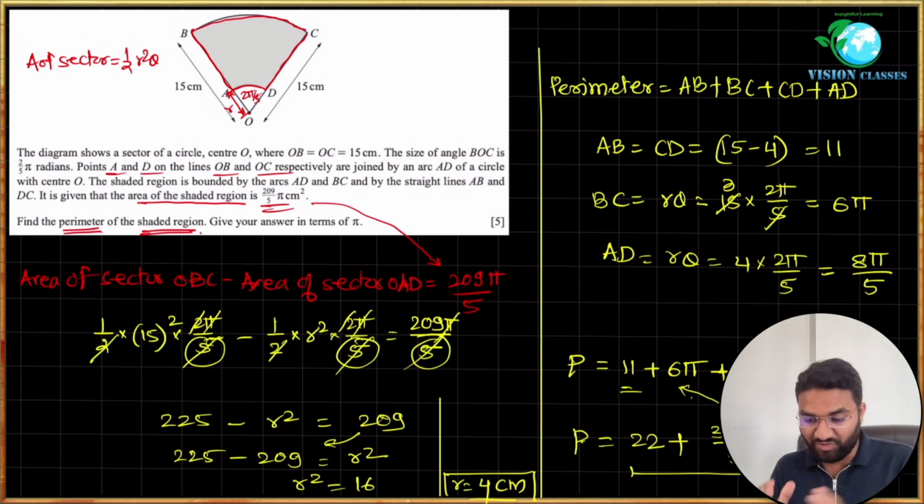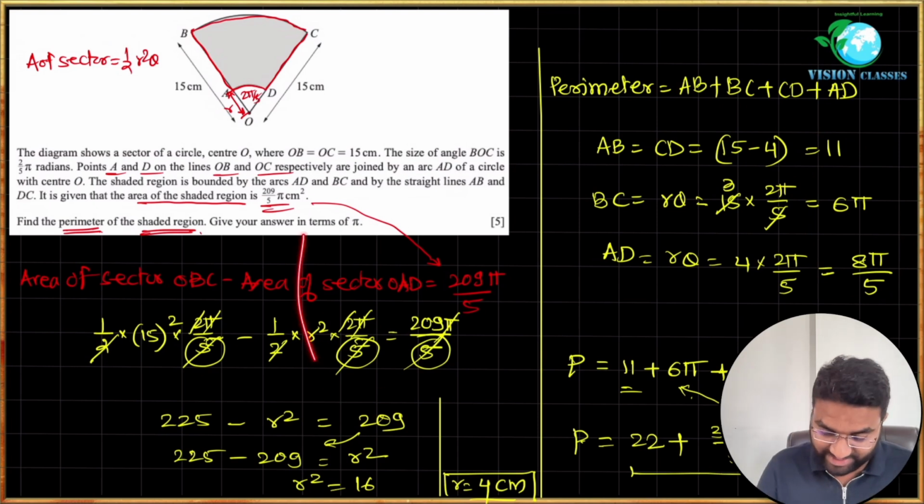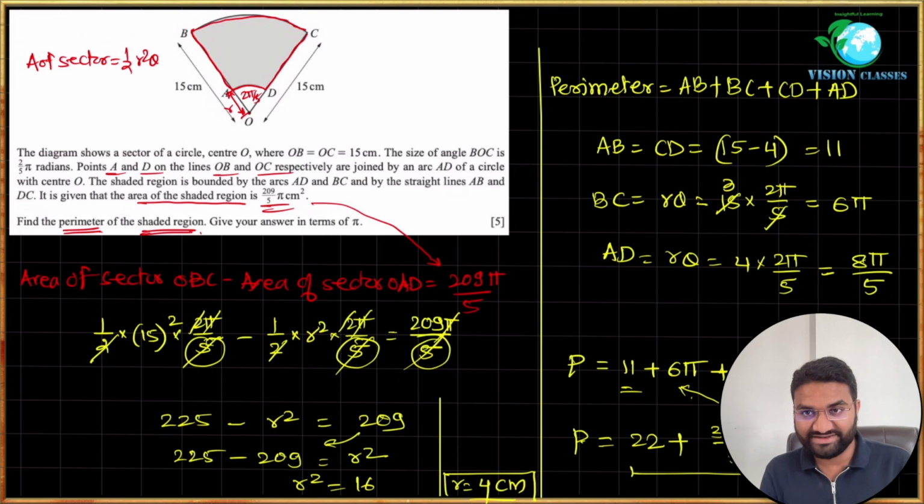That's it. I hope you are getting all this step by step answer, how to write these answers. If you write these step by step answers like this, you will get 5 out of 5. No one will deduct your marks. All right, then next we'll move on to the next one.